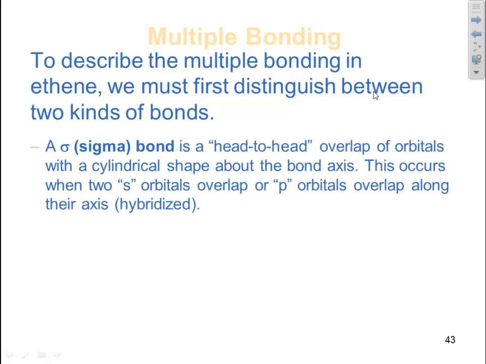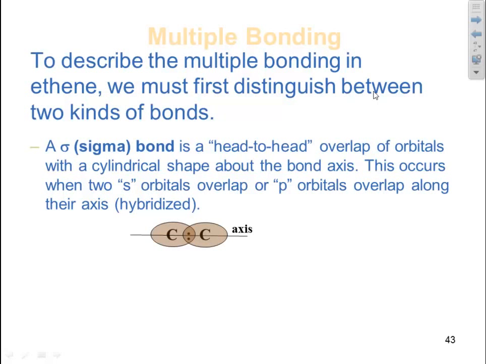You have a sigma bond, which is a head-to-head overlap of orbitals with a cylinder shape about the bond axis. This occurs when 2 s orbitals overlap or p orbitals overlap along their axis, hybridized. So we're looking at a carbon-carbon. We've got electrons being shared. We've got to look down the axis. We're calling the axis right here. If we have an overlap along that axis, that's called a sigma bond.